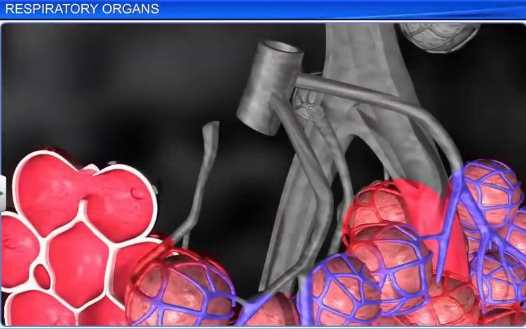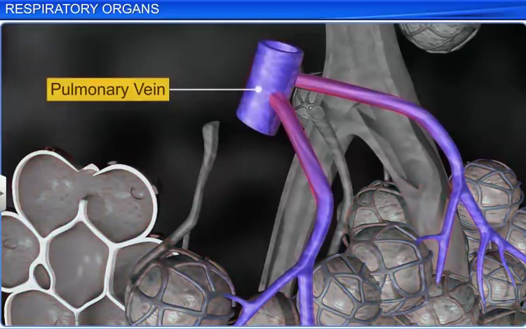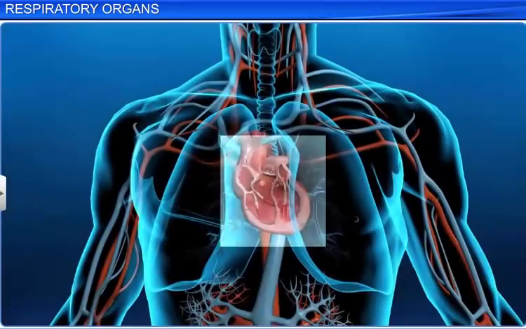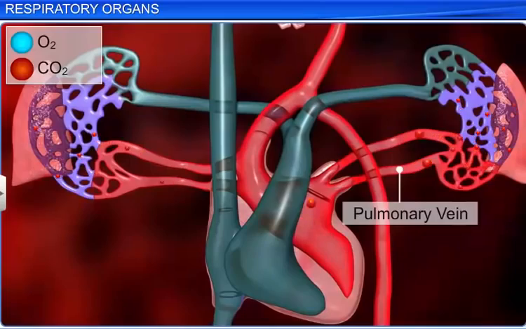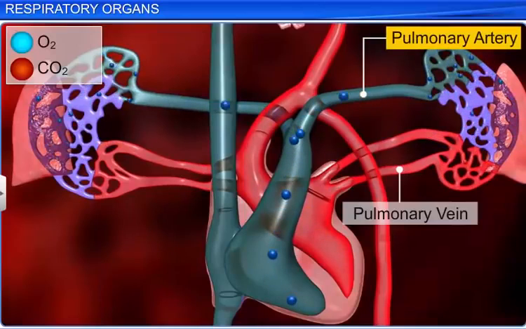Each alveolus is covered by thin and fragile blood capillaries, which combine to form the pulmonary vein. The pulmonary vein carries purified blood to the heart, and from the heart, the pulmonary artery carries impure blood to the lungs.